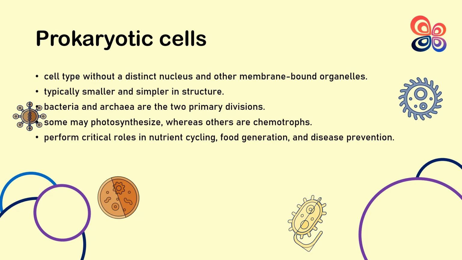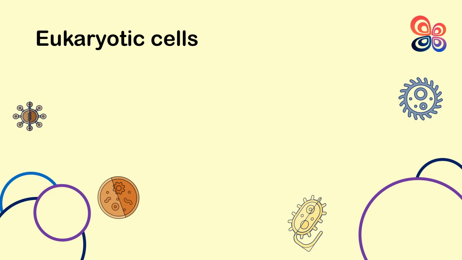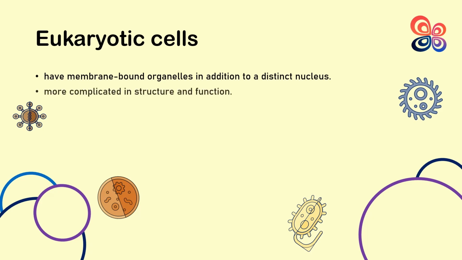Eukaryotes are a class of cell that have membrane-bound organelles in addition to a distinct nucleus. All multicellular species as well as many unicellular organisms like protists contain these cells, which are more complicated in structure and function than prokaryotic cells.